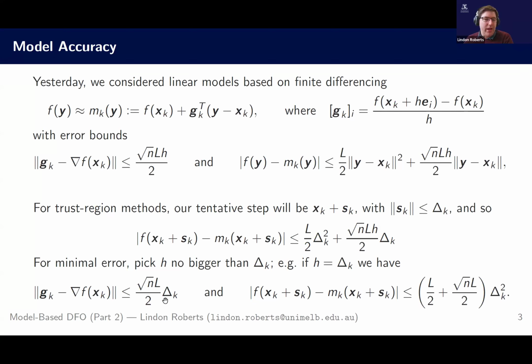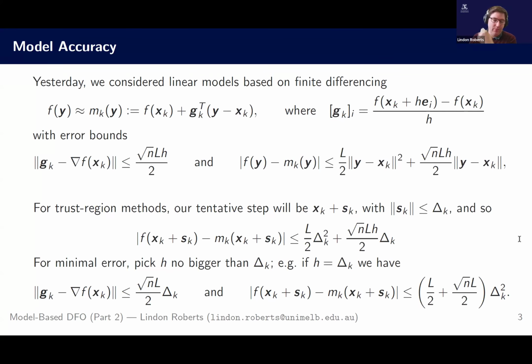Once we do all of that, we get the error bounds as follows. The gradient error bound is proportional to, again, the square root of the dimension and the Lipschitz constant, but in particular, the error is proportional to delta. And the error in the model values, again, is proportional to delta squared. So the function value error is delta squared. The gradient errors are of size delta, with some constants that depend on things like the Lipschitz constant of the function and so on. So that's what we get for linear models with finite differencing.